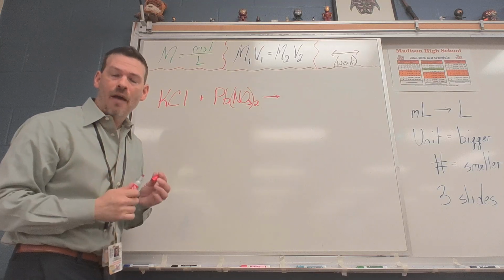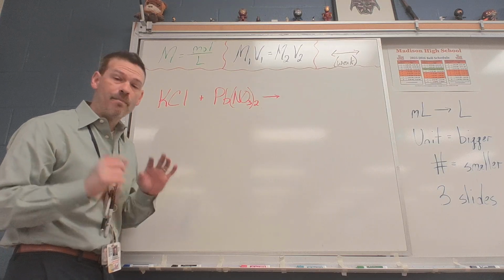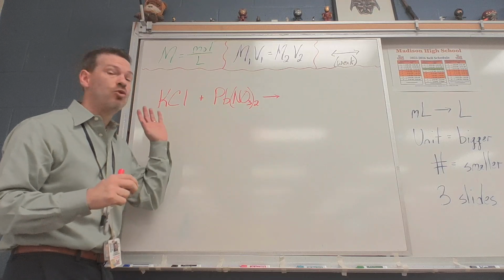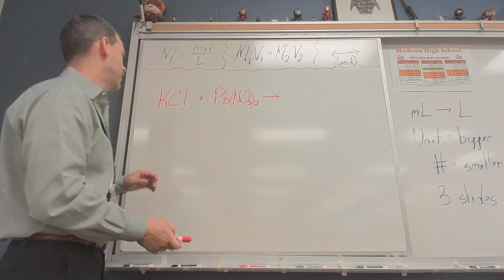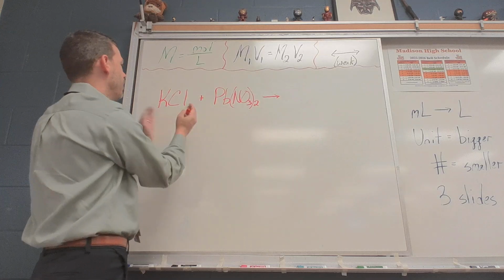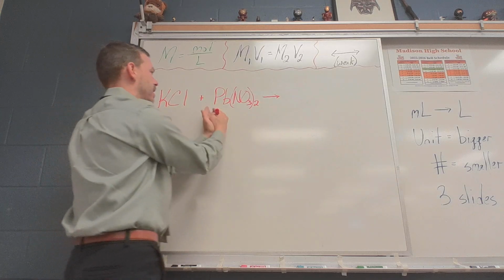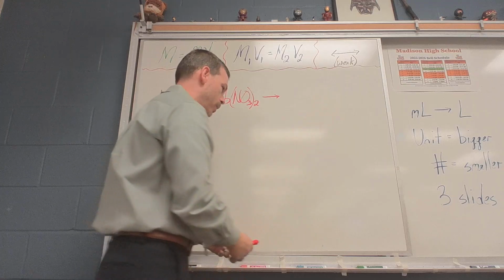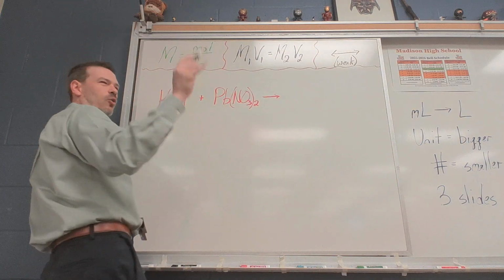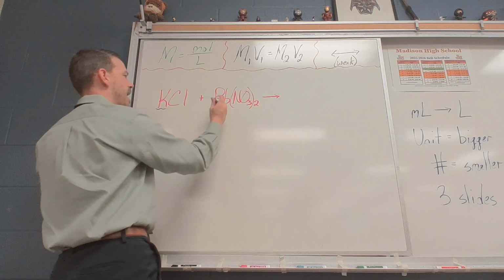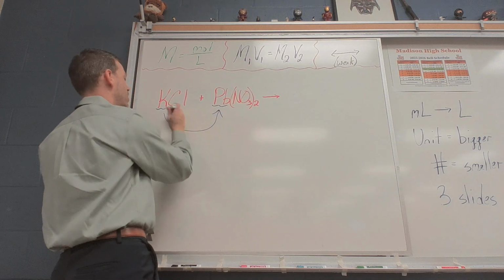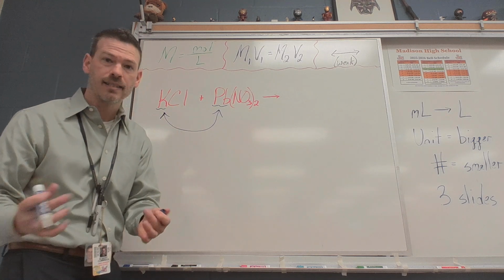Now, here's where we do have to predict products. I mentioned that you don't have to do synthesis, decomp, and single replacement in AP Chem, but you do have to do double replacement. So this is where we just swap the first part of each compound. Every single compound has 2 different sides. In order to get the products, all we do, just like last year, is you identify the first part of each compound, and on the other side, they're just going to switch places.